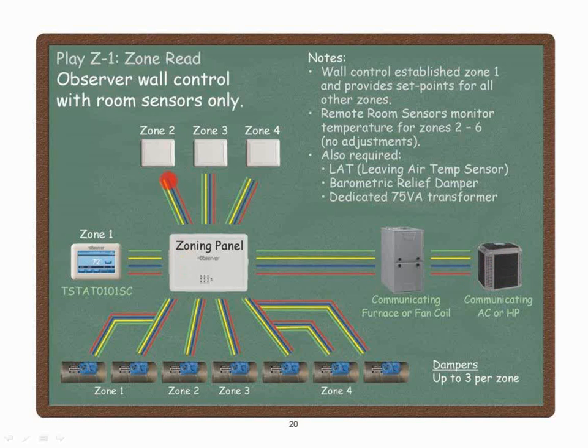The room sensors, in this case zones 2, 3, and 4, also get that same 4-wire communication cable that goes to them. And there's a button on there that you'll press to sync it up so you know which ones are zones 2, 3, and 4.